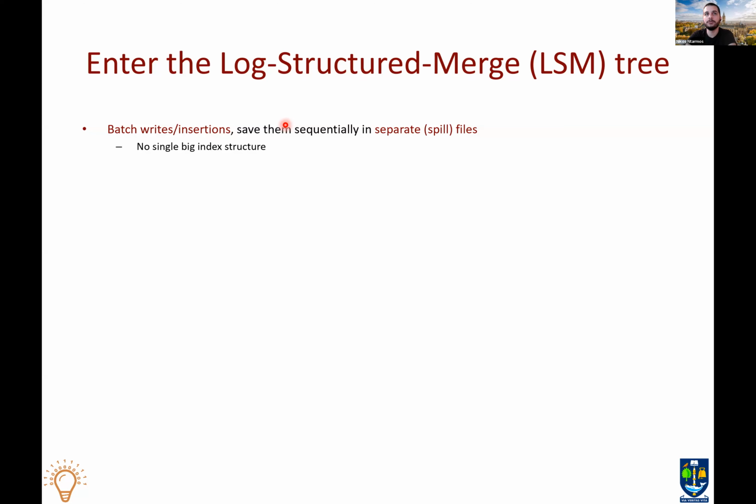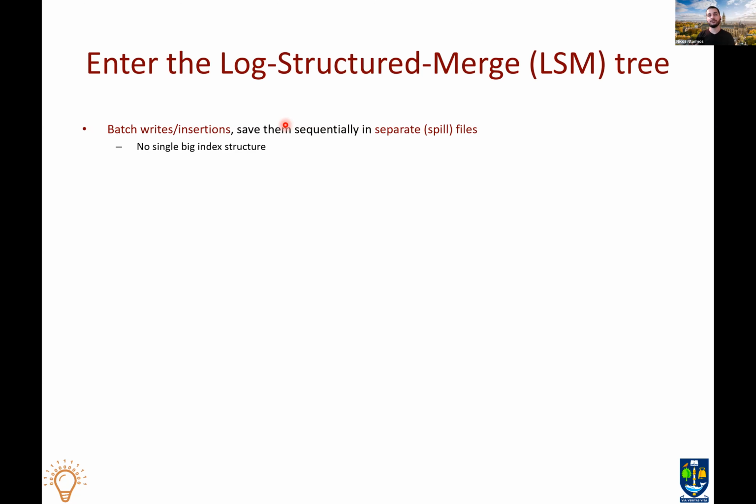Writes and insertions to the log, you batch them or don't batch them, it doesn't matter. What you do is you first apply these things in memory, so you create this batch. And whenever you have a batch of updates, you store them as a separate file. We call them spills sometimes. So there's no single big index structure. We have these log semantics. You always append to the end. If you have an update, you just append a new version to the end of the log.